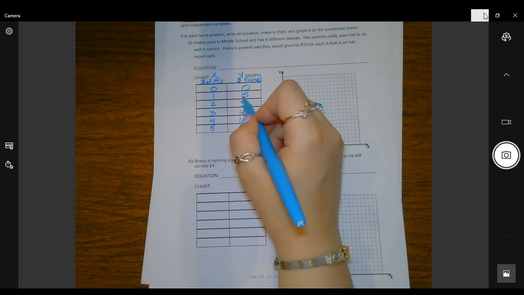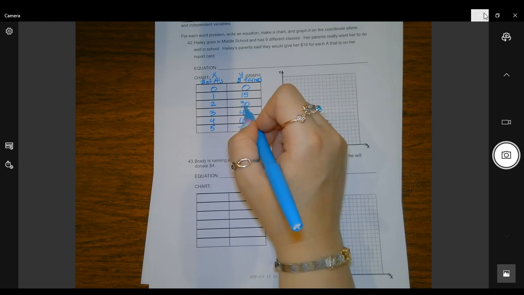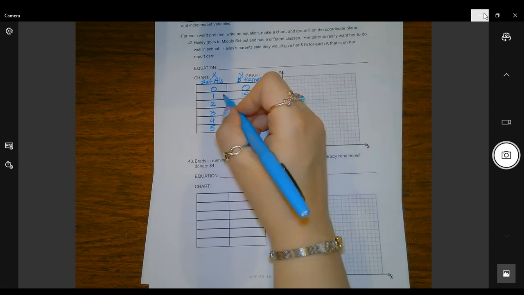What are you doing each time to your X to get to your Y? How do you get from here to here? Well, you can add 14, true. Okay, so what's 2 plus 14? 16, not 30. Okay, so it's not adding 14. Oh, what's another way?